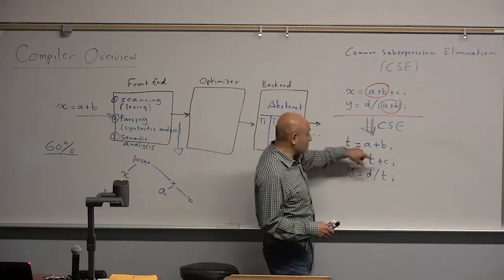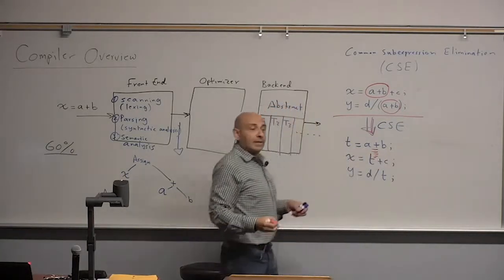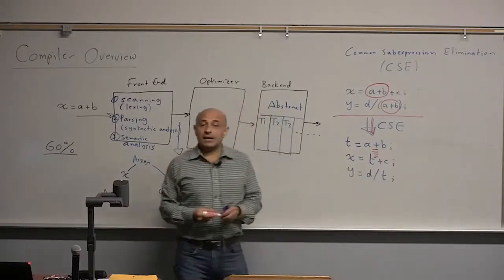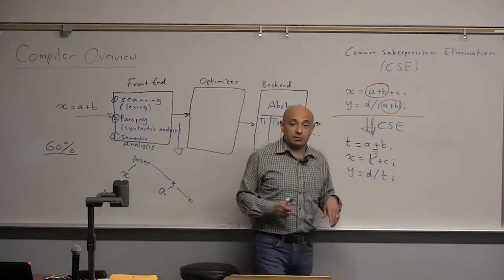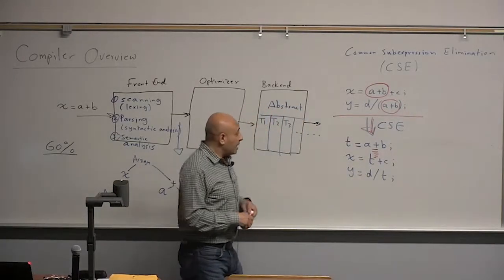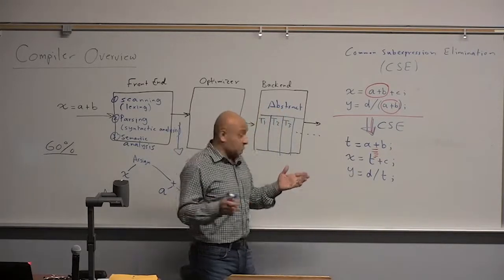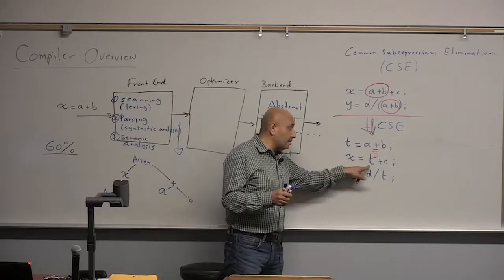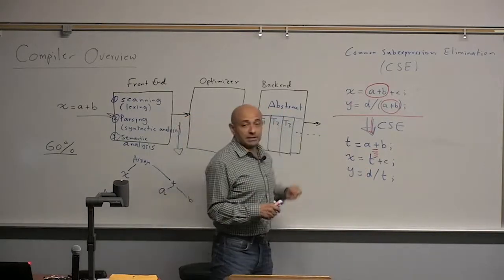But if we have a bunch of code in between, then this t may not be in the cache, and we may have to bring it from main memory. Definitely, if this is in main memory, this transformation will make things worse. But even if this is in the cache, bringing this from the cache may take more time than recomputing a plus b.